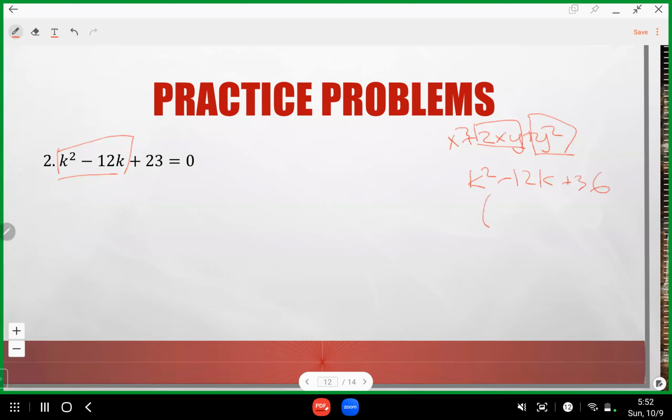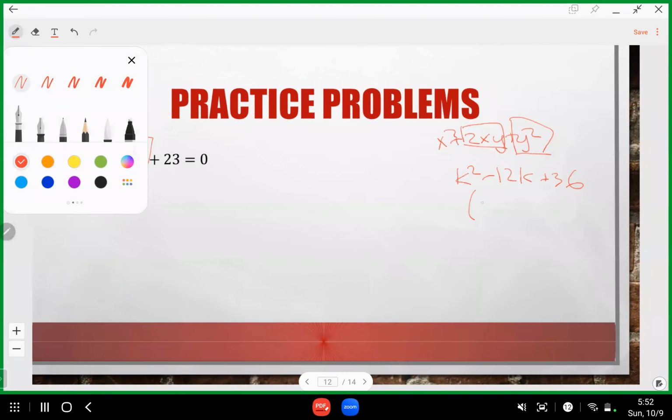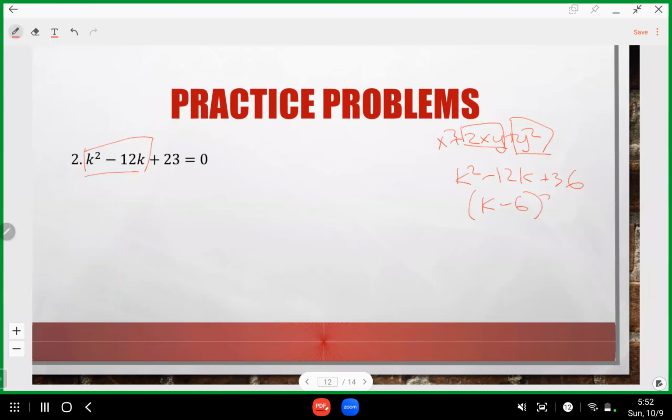This is going to be k minus 6 squared. And that's our perfect square. So we need to get a 36. All right, so we need to make this 23 into a 36. Kaylee, what do we need to add here to make it a 36?